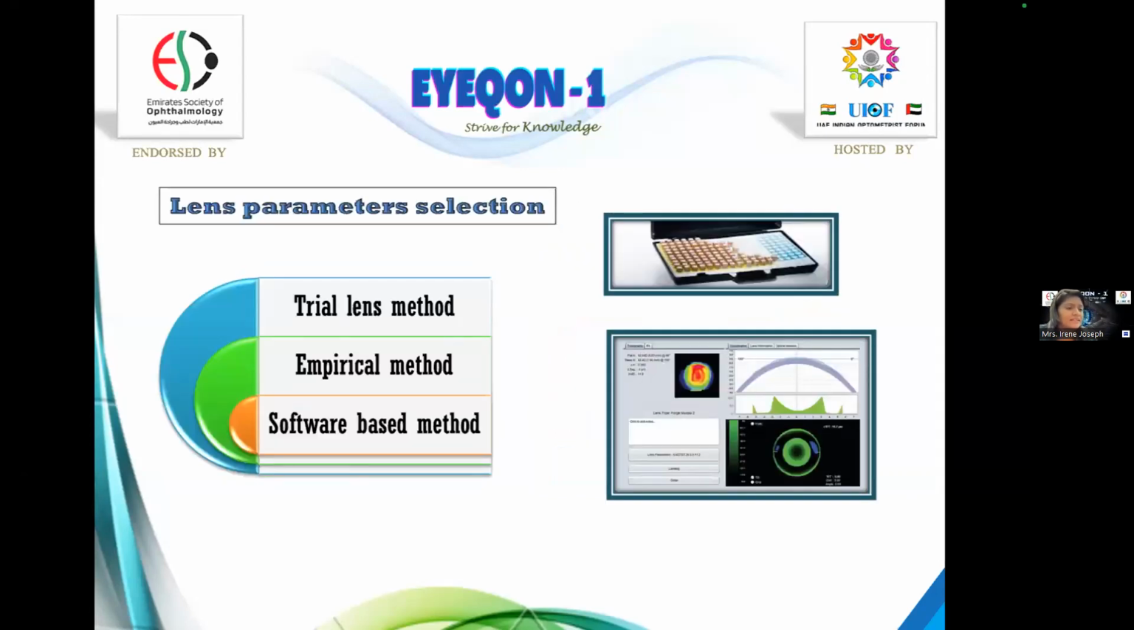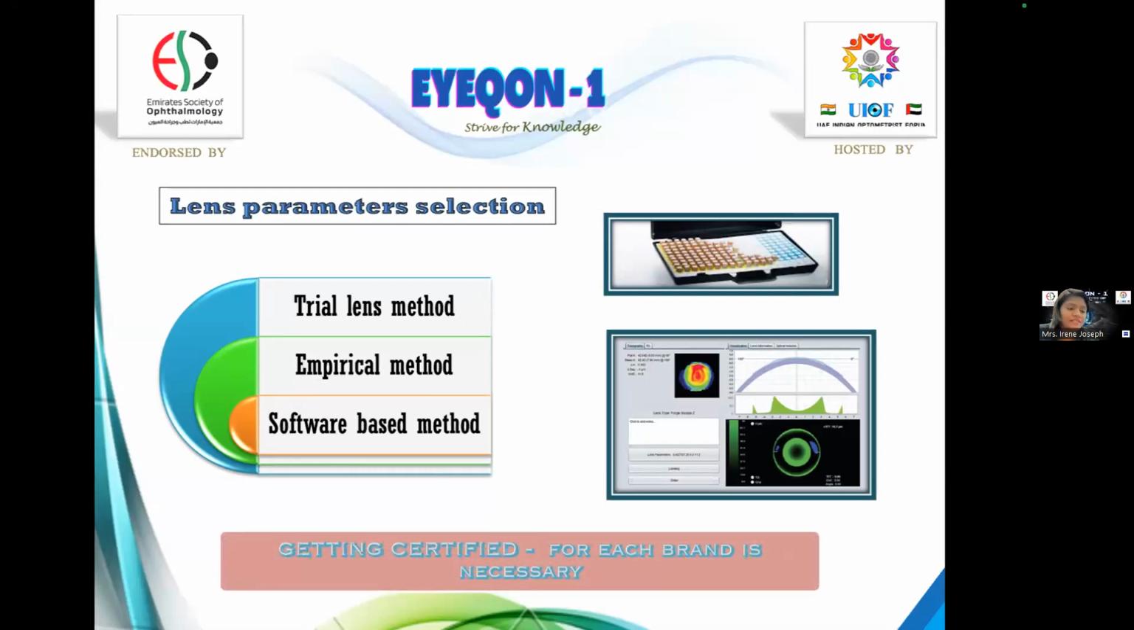So how do we go about fitting? I'm not going to go into details of the fitting. Just to mention that it can be done in about three ways. One is the trial lens method, where you have a set of lenses, you take the eye parameters, then you choose the lens, apply it on the eye, check it directly, and then decide on the lens that the patient needs. Or you can do it empirically, where you send the eye parameters to the manufacturer, they do the calculation and send you lenses to try. Or with the software-based method, you plug the eye parameters into the software and design the lens yourself. Whatever the method, you need to get trained and certified in each way, because each brand has its own way of doing it.